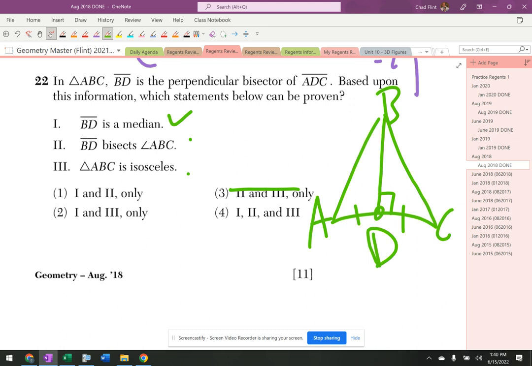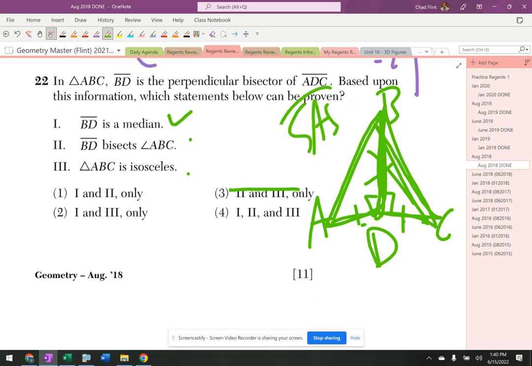Well, I have two triangles. I have this triangle on the left hand side and this triangle on the right hand side. They both have a right angle. They both have a side that is congruent. And then by reflexive property, that's congruent. So these triangles are congruent by side angle side.